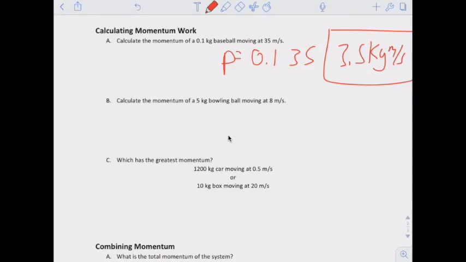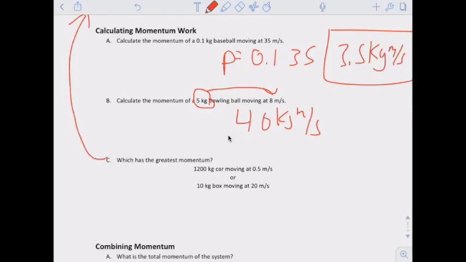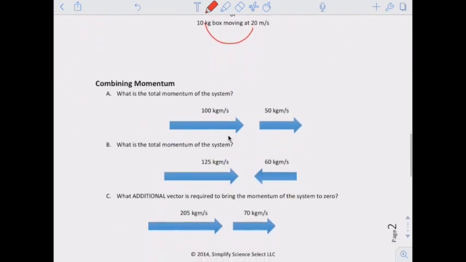Next one, calculate the momentum of a 5 kilogram bowling ball moving at 8 meters per second. So all it is just kilograms times meters per second. So 5 times 8 is 40 kilograms meters per second. And then lastly, which has the greatest momentum? Refer to the one we did way up here, and then just use it by doing mass times velocity. Whatever is the greatest number, that will be the answer.